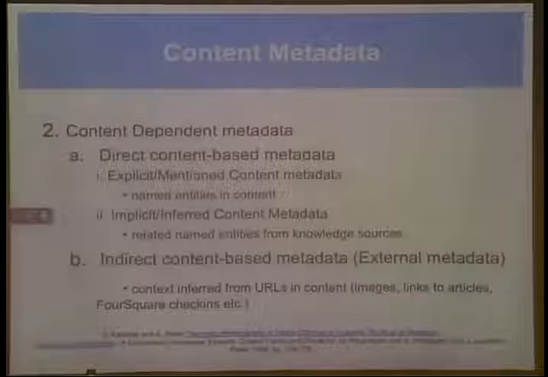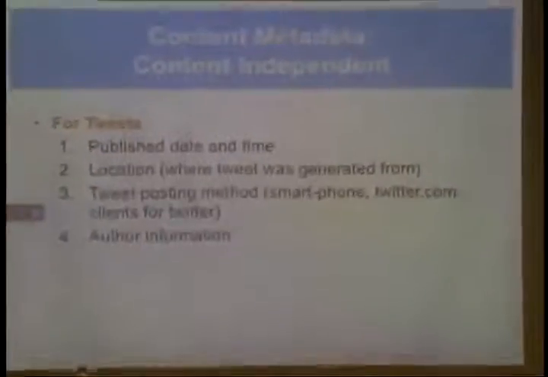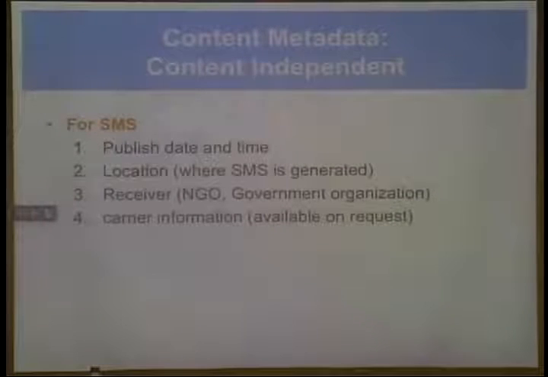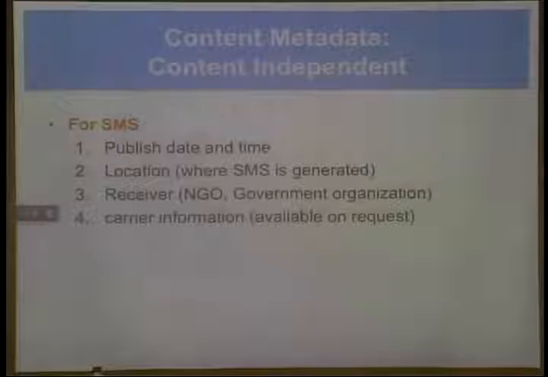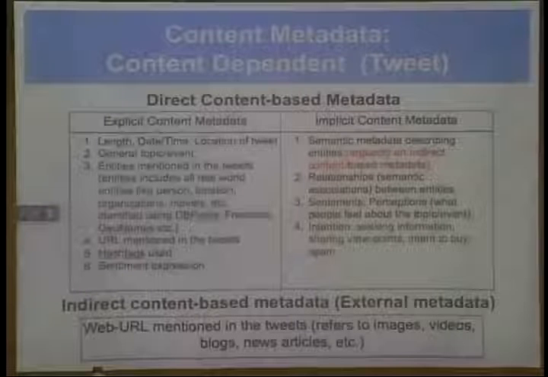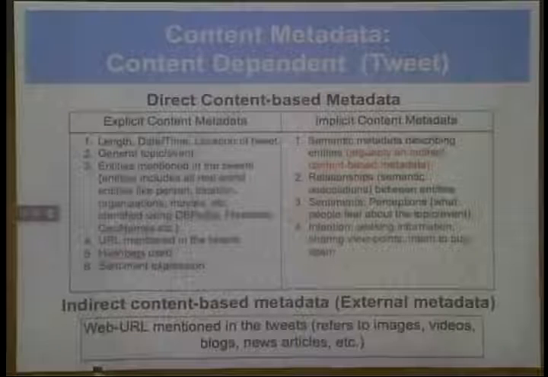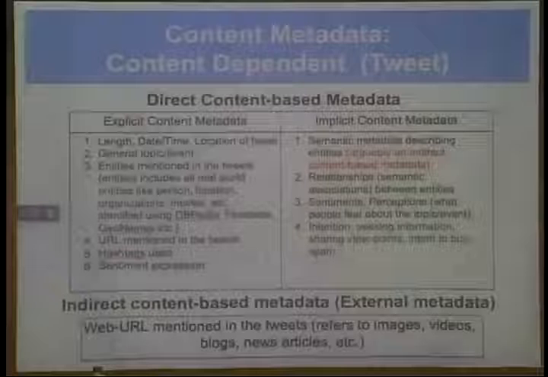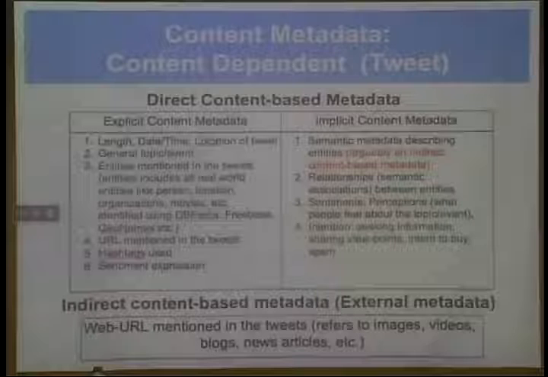Indirect content based metadata, that is key URIs, image links. For tweets, for example, I have published date and time, location, tweet posting method, author information. If you use SMS, and I use SMS gateways to collect your SMS, if it is made public, then I have all this kind of information, and so on and so forth. So here is just an example of the explicit content metadata, implicit content data. All these things I'm not going to test you on per se, so don't worry about the details of that. I'll just give you a sense of the complexity and challenges and details that are there for each of those things.